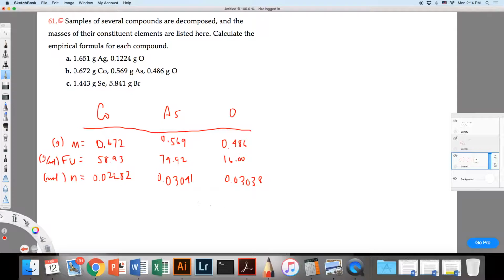All right, so we divide everything by the smallest number, and it looks like the smallest number is 0.02282. I'm going to use n prime again. I'm going to divide all of these by the smallest number, 0.02282. Okay, this number goes to 1.